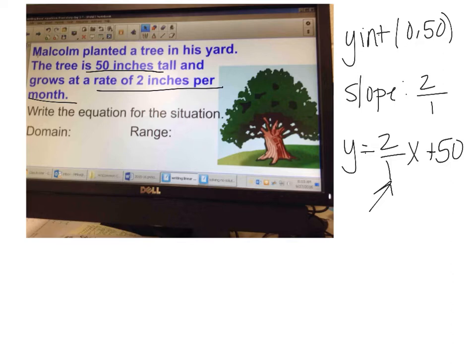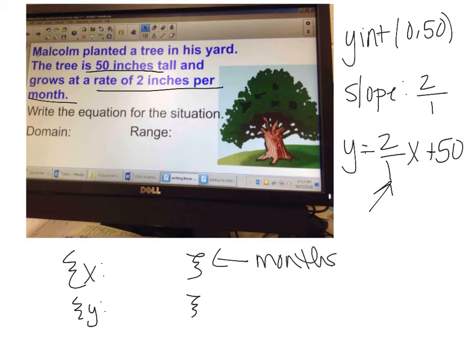Now, to do the domain and range, we need to decide if this is a situation that continues on forever, or if it has a start and stop. Now, since this tree could essentially keep growing forever, it doesn't have a stopping point. So that means our domain is just going to have 1 restriction, and so is our range. So the least amount of time that we're ever going to talk about, because X is our months, is 0 months. We're not going to go back in time, but the months can continue to increase.